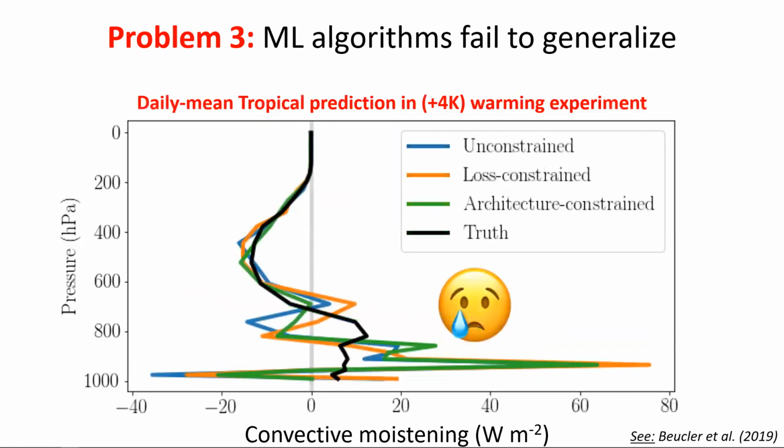But now if I warm the climate by 4 Kelvin and I ask them to make the same prediction, they all fail by a big factor. You can see, especially in the bottom of the atmosphere here, they fail by a factor of 5 to 10. So this is a really dramatic inability to generalize, and it also motivates using physical knowledge, which can help us make more general predictions.